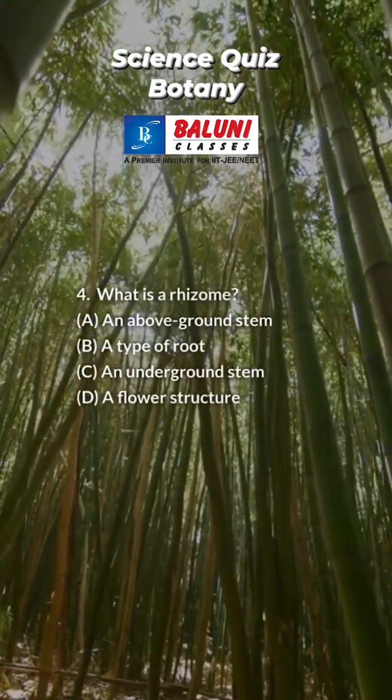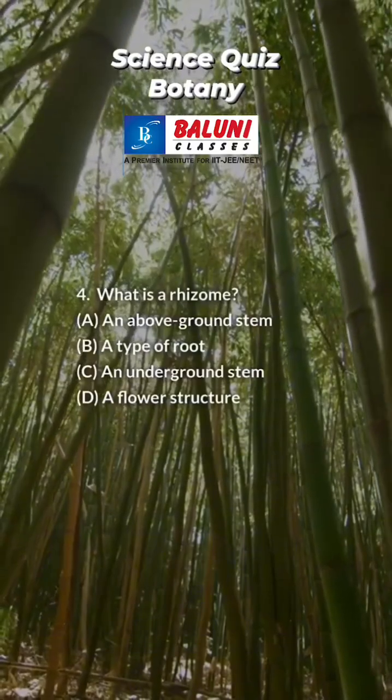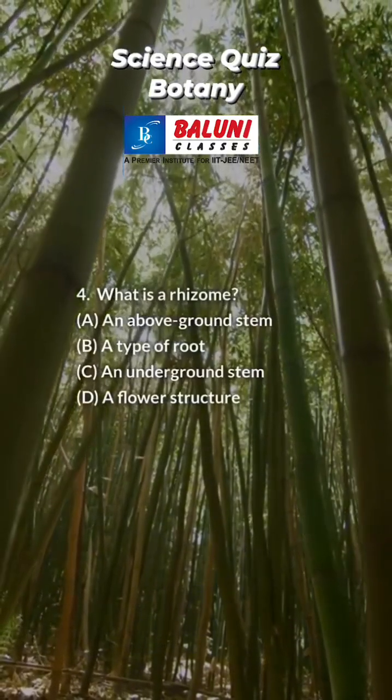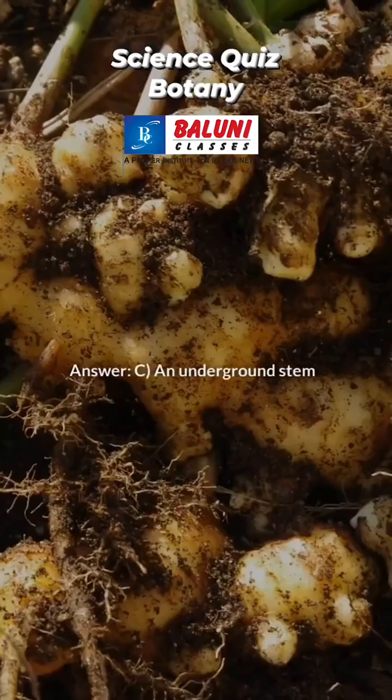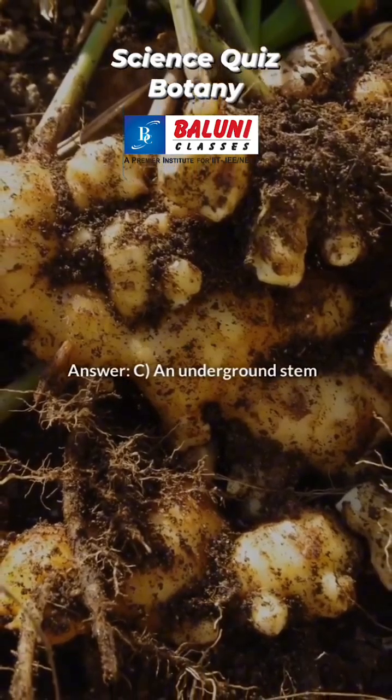4. What is a rhizome? A. An above-ground stem. B. A type of root. C. An underground stem. D. A flower structure. 5, 4, 3, 2, 1. Answer. C. An underground stem.